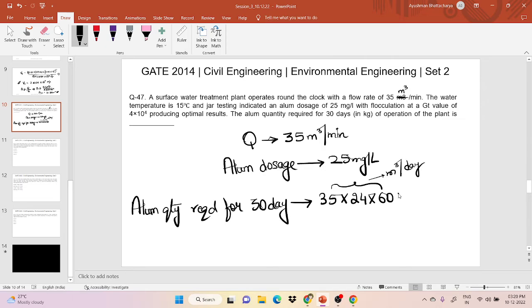Now it is in terms of per day. So total number of days is 30 days. It is given in the question. So basically this is the total number of days, and alum dosage is 25 milligram per liter. But in the answer they are asking in terms of kg. So we will multiply it with 25 into 10 to power minus 6. So milligram is converted into kg. So the value we will get as 37,800 kg. Okay.